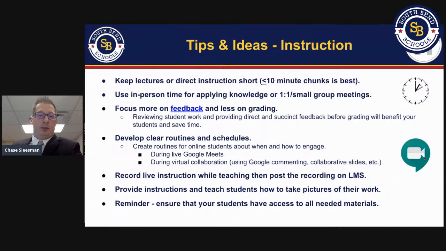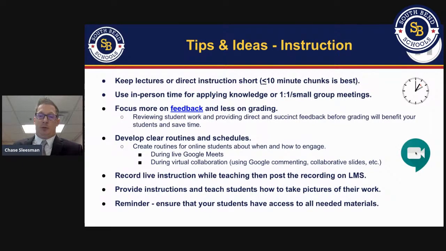One idea you can also have is provide instructions for students as they are in the building to teach your students how to take pictures of their work. And then that way, it helps break up the screen time. We still want to be conscious of screen fatigue or students being fatigued.